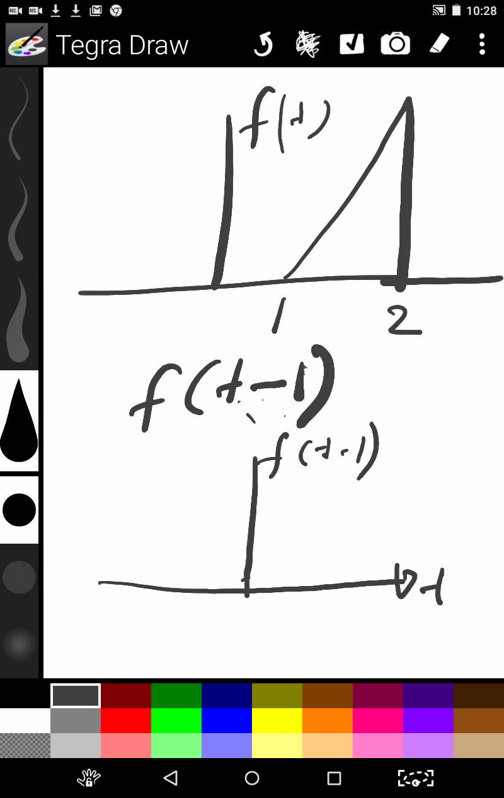In t minus 1, the 1 has a minus sign, so we will do the opposite mathematical calculation, which means add. We add 1 to every value of the time axis. So 1 added with 1 will be 2, and 2 added with 1 will be 3. Then sketch the same signal. Now the signal is shifted, the delayed form of the signal, that is f of t minus 1.